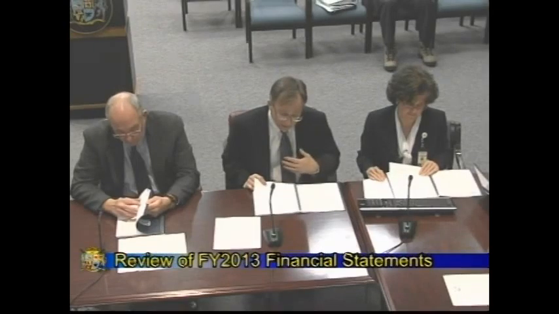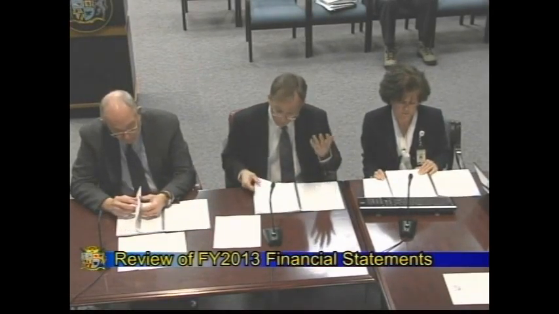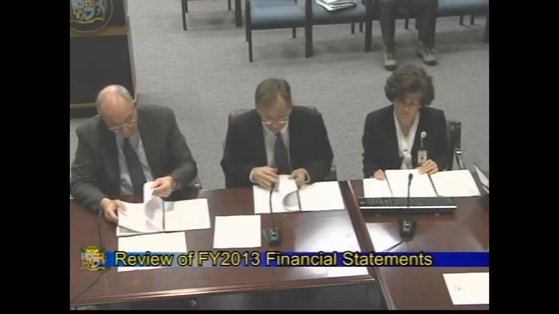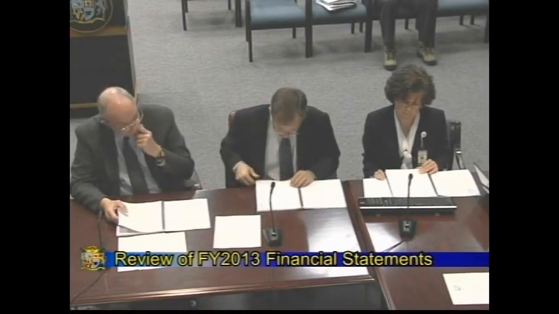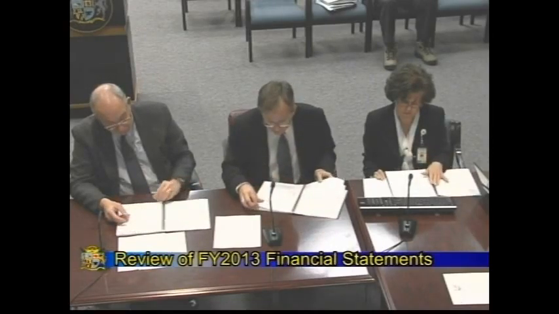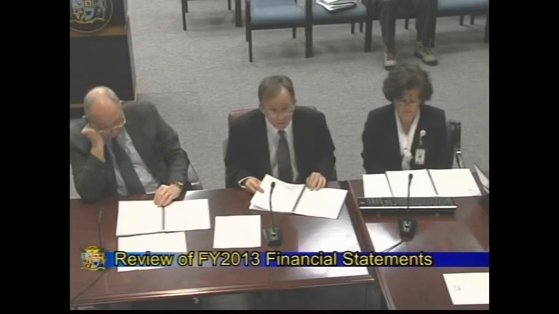And it just states, it puts in language what the town wants the reader to know, emphasizing the current year, meaning 2013, as compared to the prior year. The actual financial statements begin on page 12. Now, it's important to realize that you've got 2 sets of financial statements, on 2 different bases of accounting.